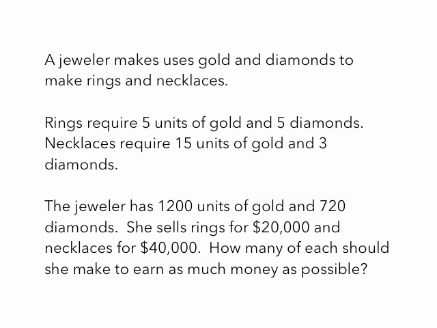We remember we have a jeweler that makes necklaces and rings using gold and diamonds: 5 gold and 5 diamonds in every ring, 15 gold and 3 diamonds in every necklace. There are only 1,200 units of gold and 720 diamonds available. The rings sell for $20,000, the necklaces for $40,000. How many of each should she make to earn as much money as possible?